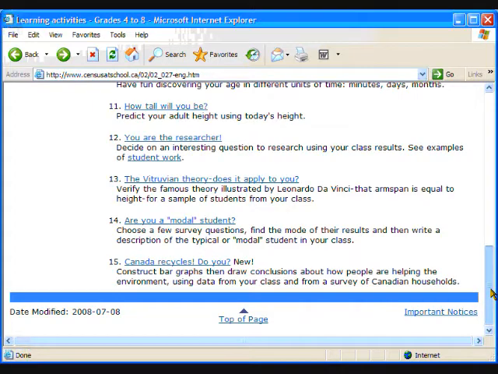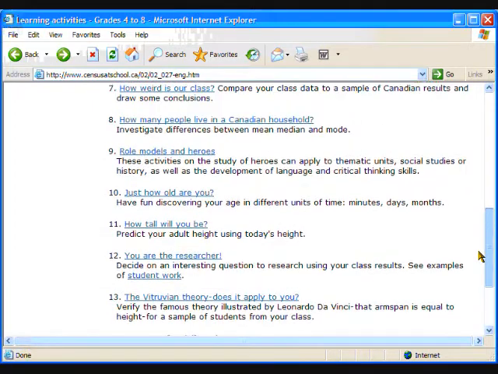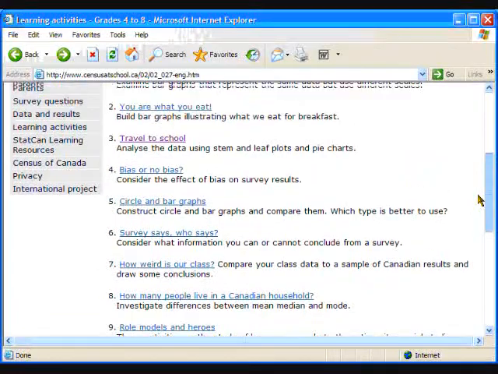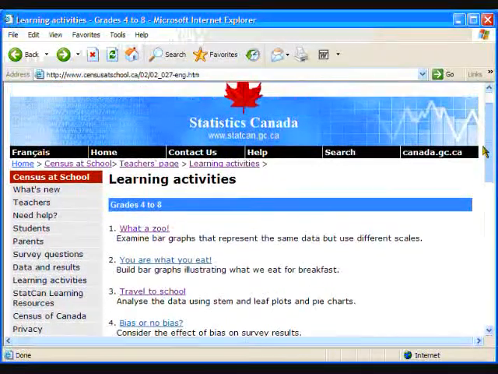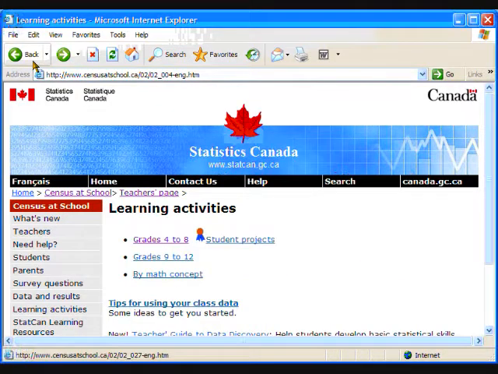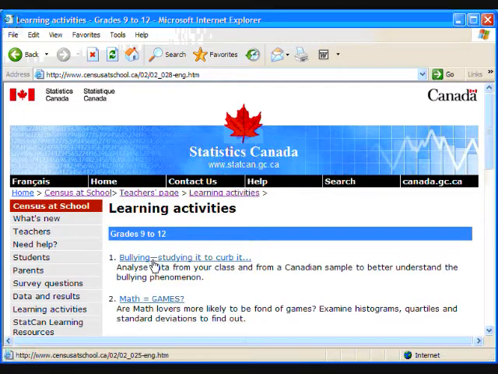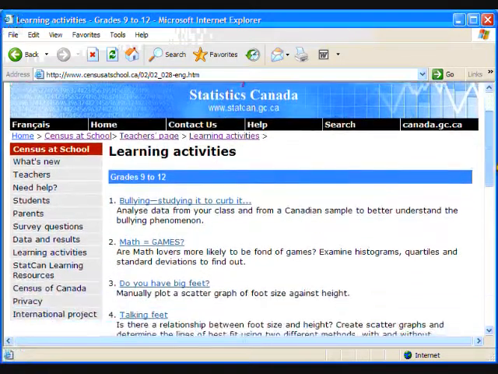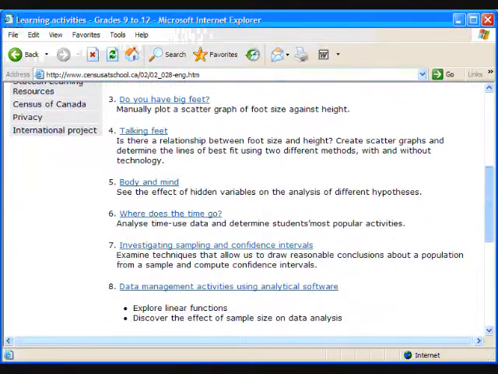Notice that several of the lessons have both elementary and secondary versions of the lesson. Role Models and Heroes, The Vitruvian Theory, Does It Apply to You?, and Canada Recycles, Do You?, all have both Grade 4 to 8 and Grades 9 to 12 versions. Many activities in the Grades 9 to 12 section allow students to explore correlations, lines of best fit, and scatter plots. Check out Do You Have Big Feet?, Talking Feet, and the Vitruvian Theory for these concepts.